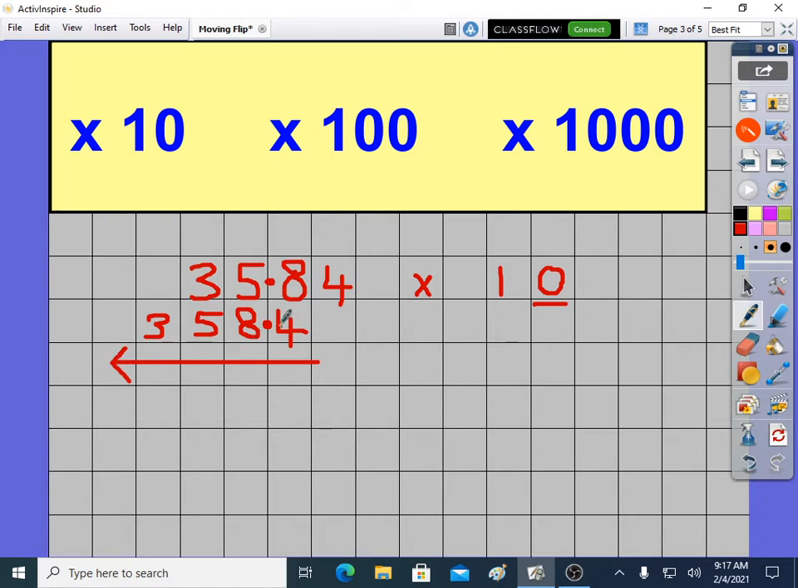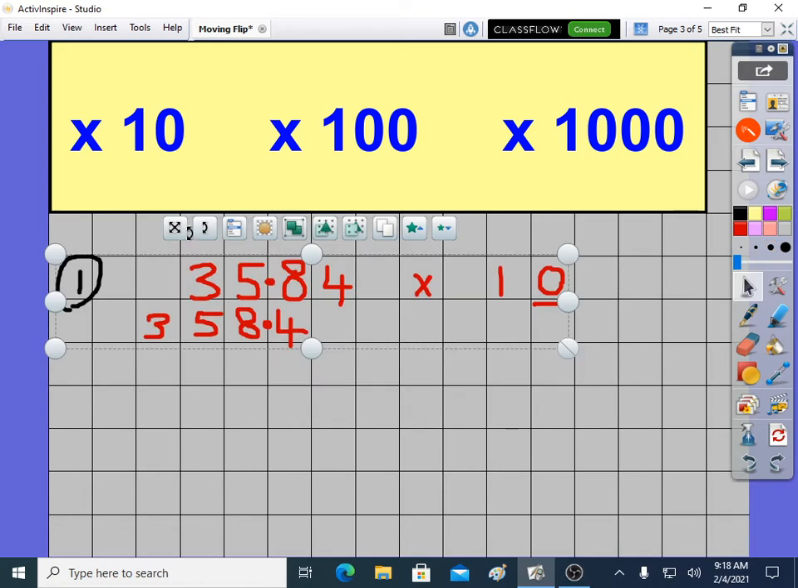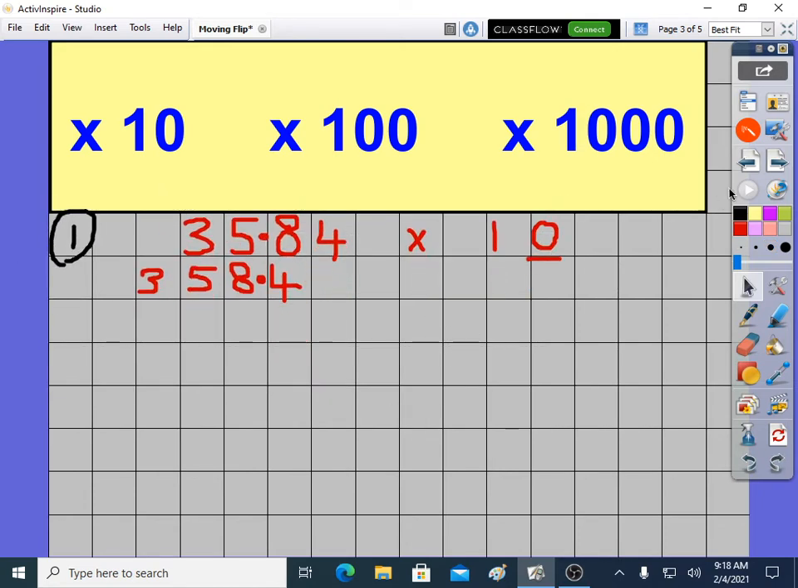They've got bigger because they've moved that side of the decimal point towards the big end of the numbers, because times makes things bigger, doesn't it? So that's the moving method. Let's call that question 1. And we'll do a question 2, which is multiplied by 100 next.